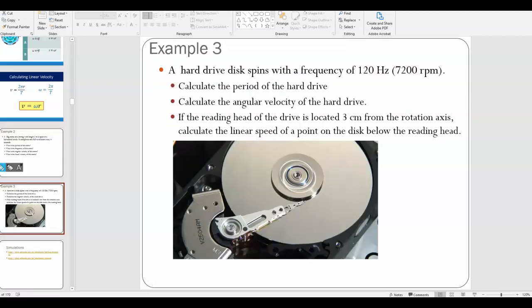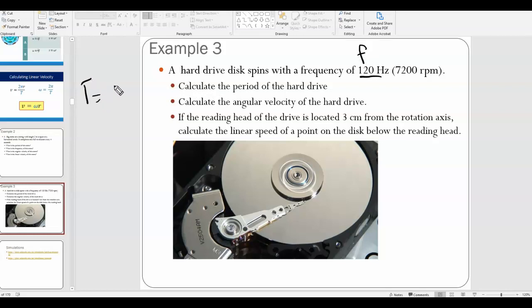Okay, last question. Example 3. Try to answer this question on your own. So example 3, a hard drive disk spins with a frequency of 120 hertz. That's about 7,200 RPM. If you ever go to buy a hard drive, by the way, a lot of the time it says the RPM on the hard drive. It might be like 5,400 or it might be 7,200, and you can easily calculate that into hertz if you want. So there is a frequency, and we're first asked to find the period.